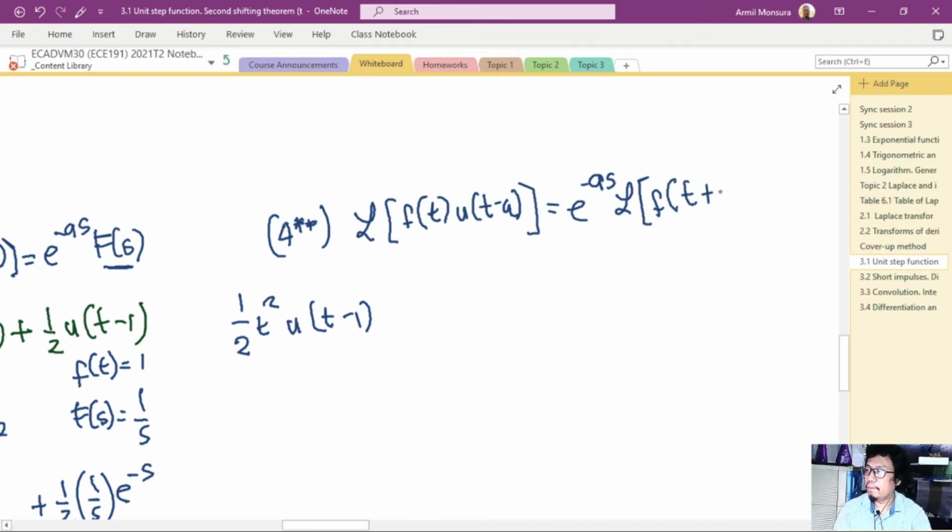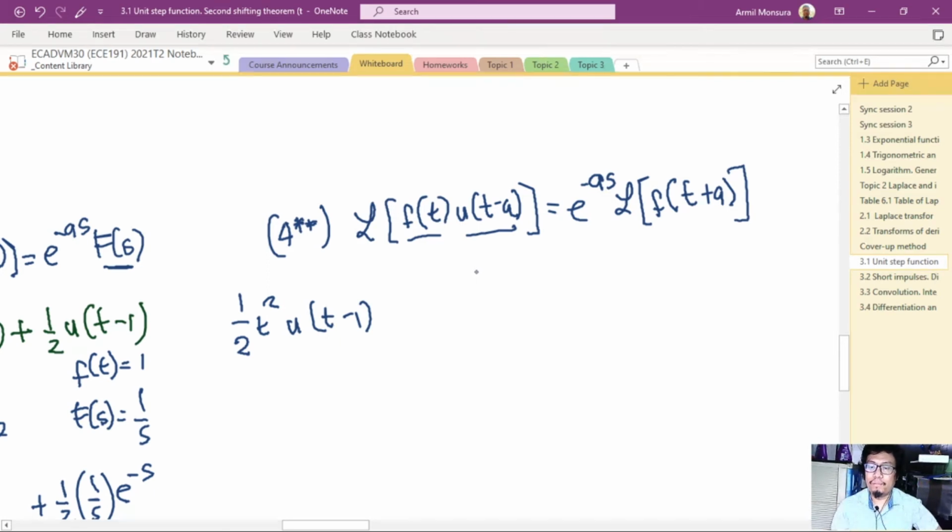F of t plus a. Okay, that is the alternative formulation. Okay, let's apply it here. So number one, according to this alternative formulation, there is no requirement of your function and your step function having the same amount of shift. So if they don't have the same amount of shift, it's okay.